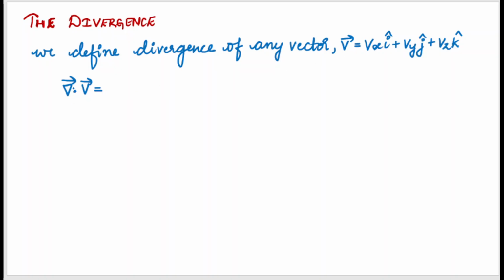Then how do you define this divergence of v vector? We have the gradient or del, which is defined as dou divided by dou x into i cap, plus dou divided by dou y into j cap, plus dou divided by dou z into k cap. This is the way to define the gradient or the del.